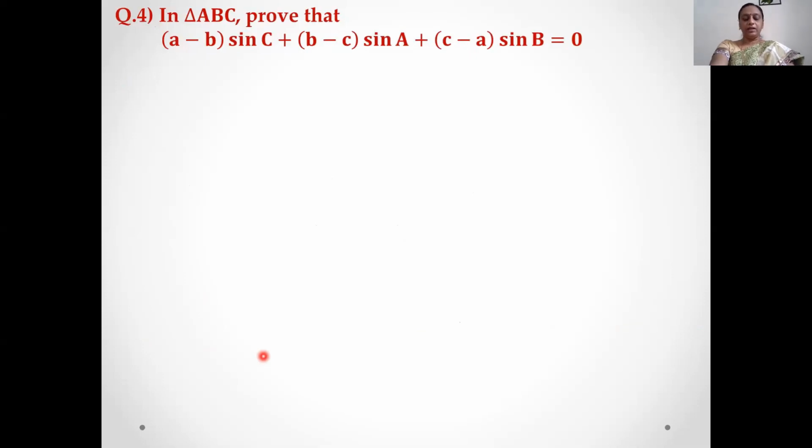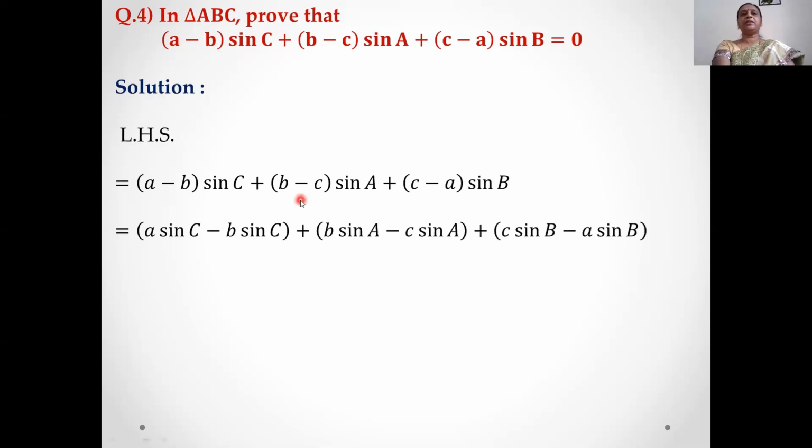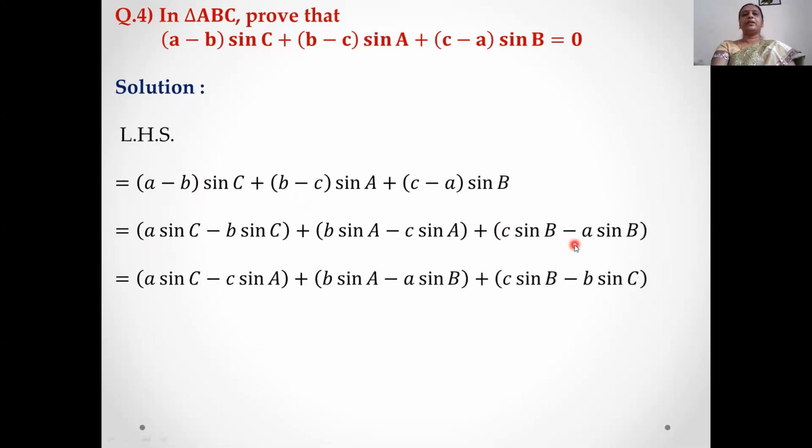Now, in triangle ABC, we have to prove that (a minus b) times c plus (b minus c) times a plus (c minus a) times b is equal to 0. Then again take the left hand side, write down the equation as it is. Then in the next step, you open the bracket. After opening, this will be a sin C minus b sin C. Then open the second bracket, b sin A minus c sin A, and the third bracket, c sin B minus a sin B. Now rearrange the terms.